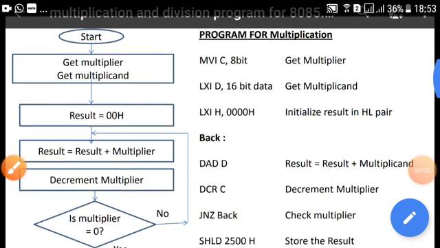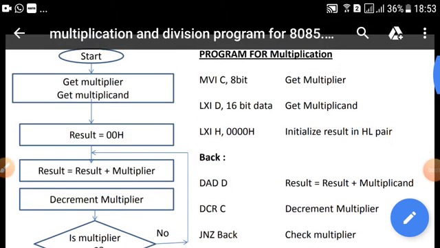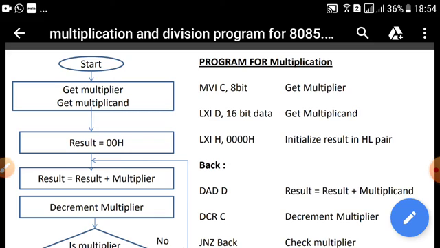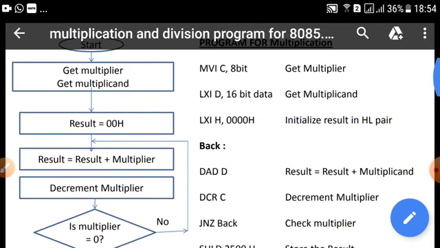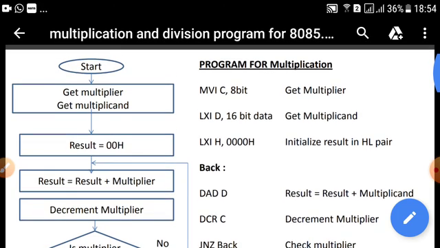Now we are going to discuss the multiplication and the division program, because in 8085 you know that you don't have any instruction by which you are able to do the multiplication operation or the division operation. So for doing arithmetic operations like multiplication and division, since no instructions are available in 8085 because of the restriction, for doing the multiplication we have to write a program.